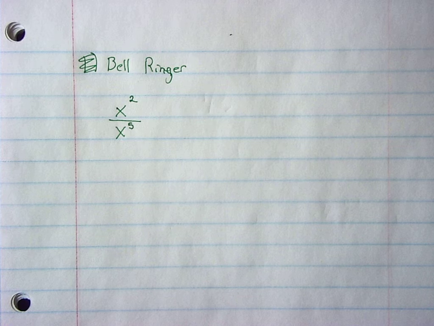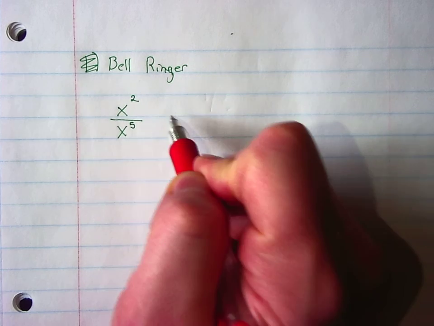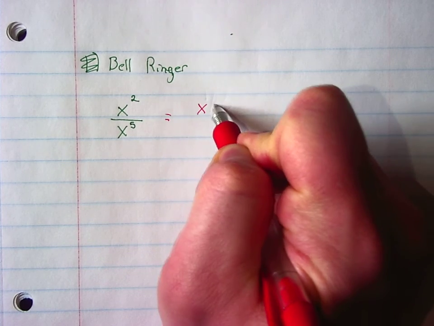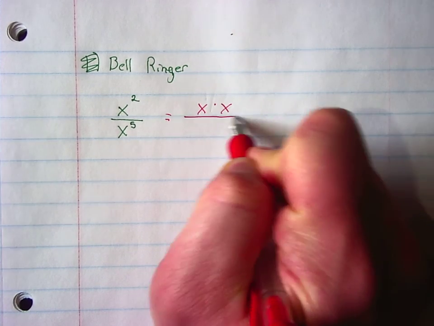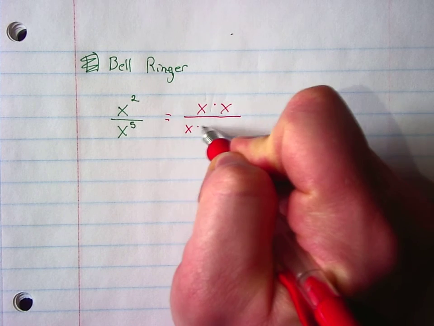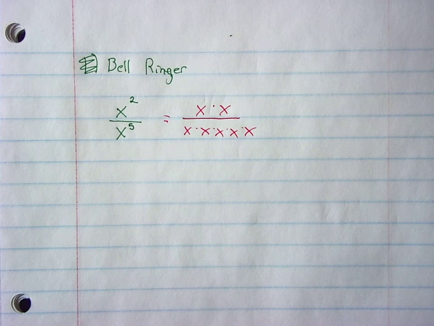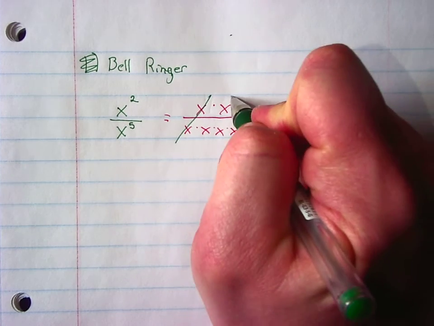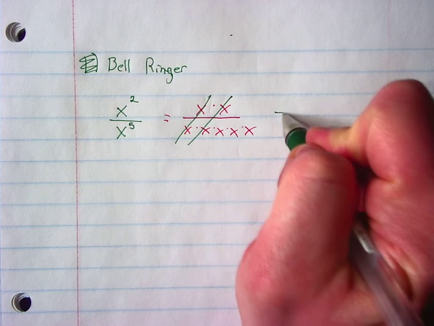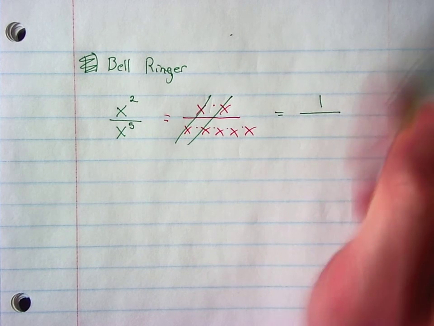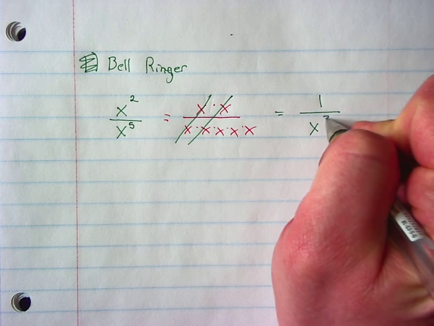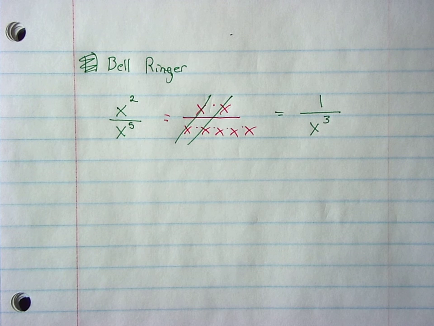All right, one way to look at this is that x squared is x times x. The bottom's x times x times x times x times x. We cancel 1, 1. We get the final answer 1 over x cubed. One way to think about it, and that is a correct answer.